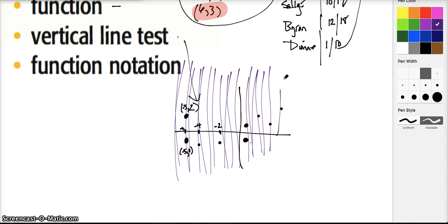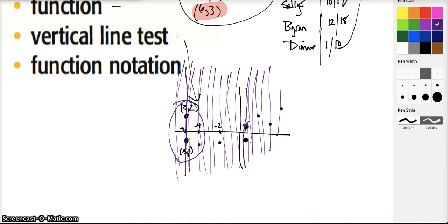Let's think about what that means. If each line I draw only hits one point on the graph, then I know I have a function. Here I created it so that it hits two. When a vertical line comes down, slicing, it's hitting two things. Notice it's going to hit an x value that has two different y values.